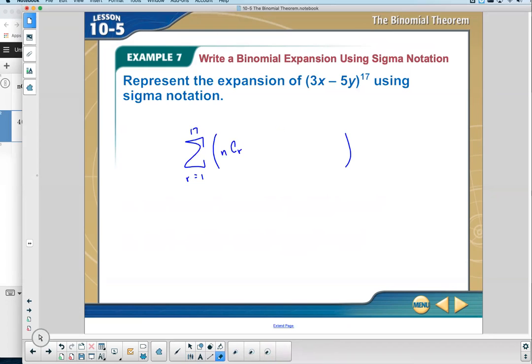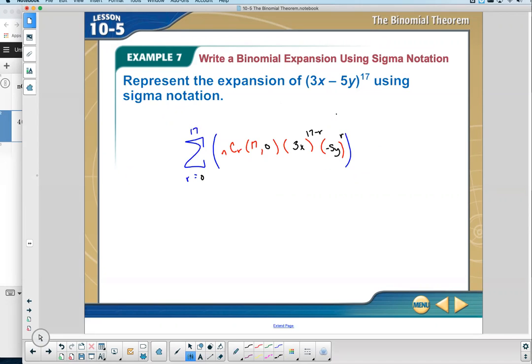I'm going to change the color so you can see what's NCR. Are 3 parentheses with the comma in the middle. The n is always 17, but the number of wins counts up. And actually, when you do sigma, shoot, I forgot one more thing. You don't start at 1, you start at 0. And so this one would be 3x. This is a -5y. And this power is n minus r from the formula chart. N is 17, sorry. 17 minus r, and this one would be r.